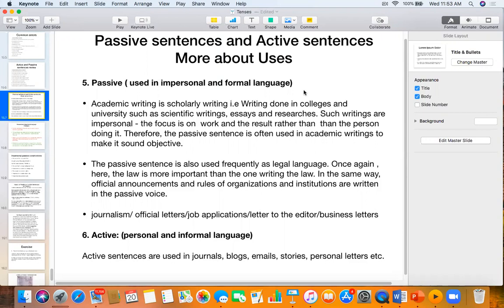All right, that is why their language is totally different from the language that we use in our everyday life.